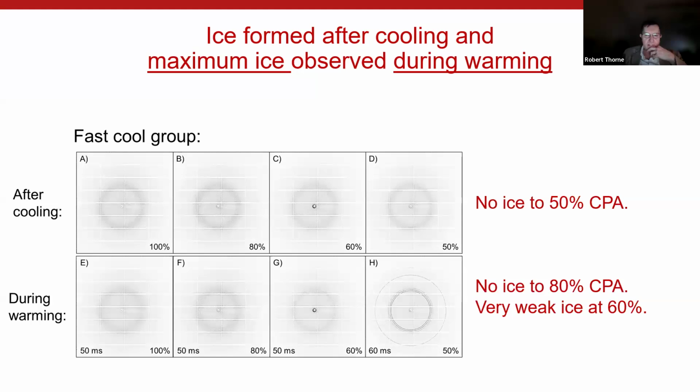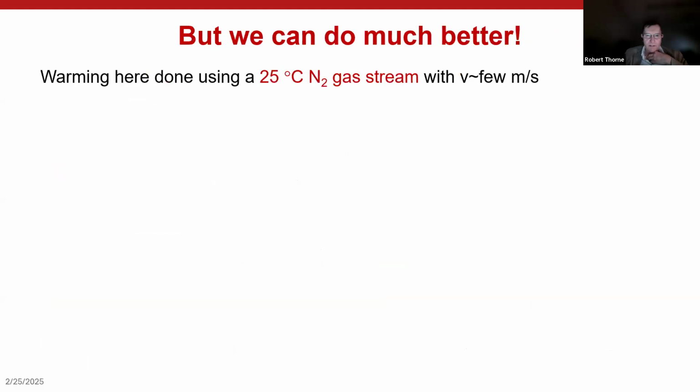What we see now in the fast cool group is that we see no ice form during warming down to 80% CPA, and even at 60%, it's pretty weak. So we're kind of borderline there. And we have to go all the way down to 50% before we see ice. So we've shown we can cryopreserve bovine oocytes and embryos without ice formation. And even in the case of bovine oocytes, we can knock down the CPA concentrations a bit and still do that. Turns out, though, we can do much better than we've done already.